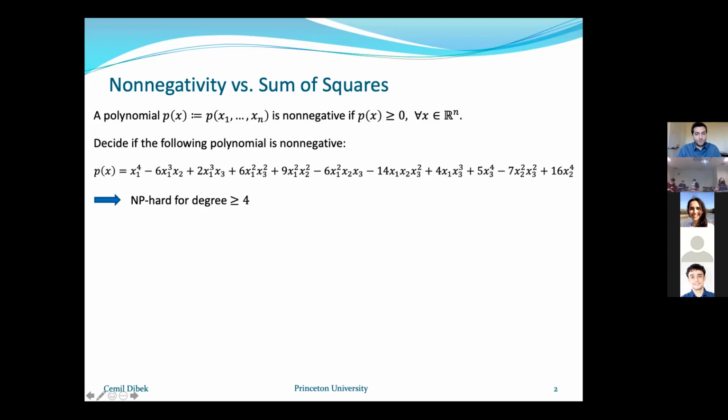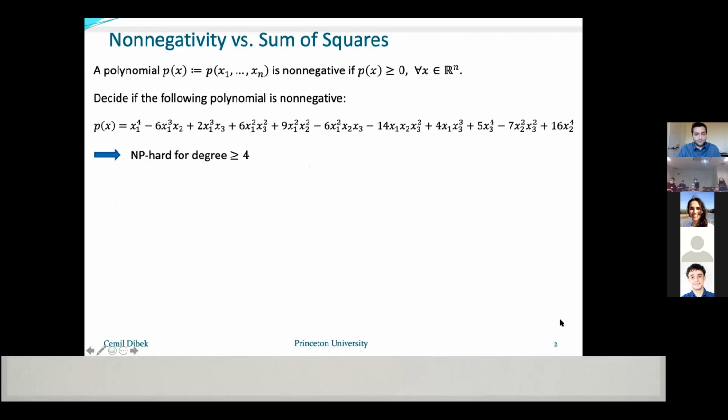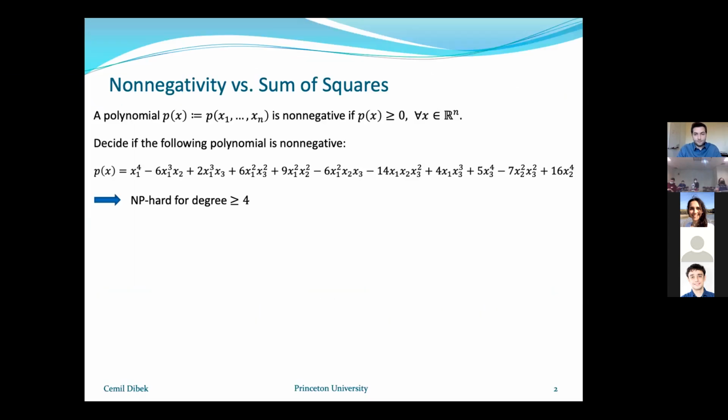I'm having an issue. I think, just a second. Okay, you can still see my screen, right? Yeah. Okay, perfect.